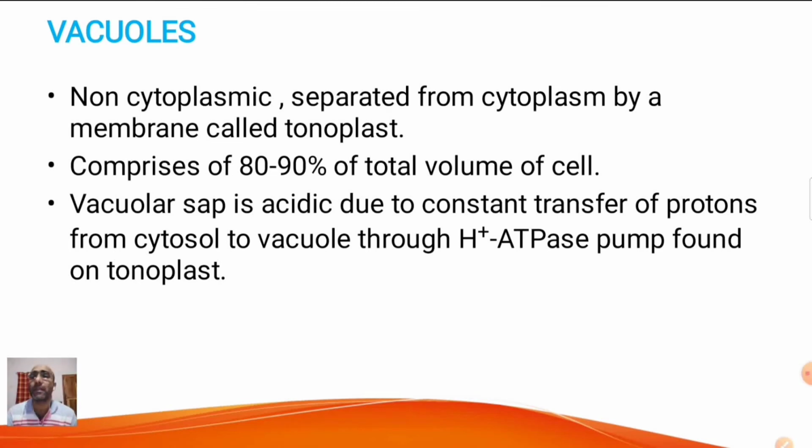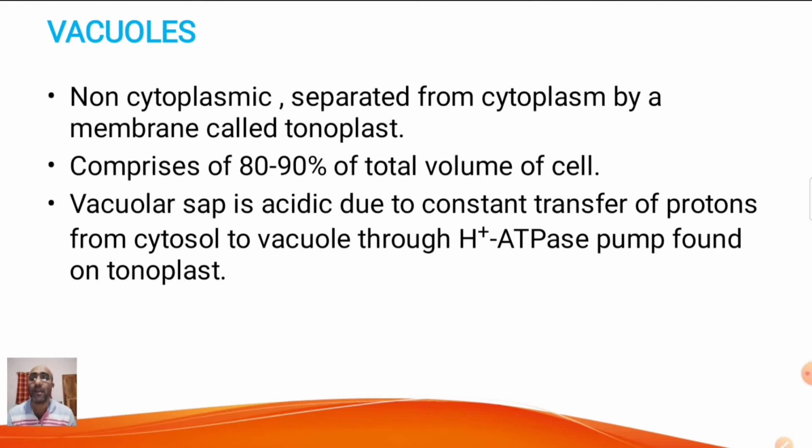So now come to vacuoles. These are actually non-cytoplasmic. They are separated from cytoplasm by a membrane called tonoplast. Remember, the tonoplast is the membrane which separates the vacuole from cytoplasm. It's a selectively permeable membrane. Remember it, it comprises 80 to 90% of the total volume of the cell.